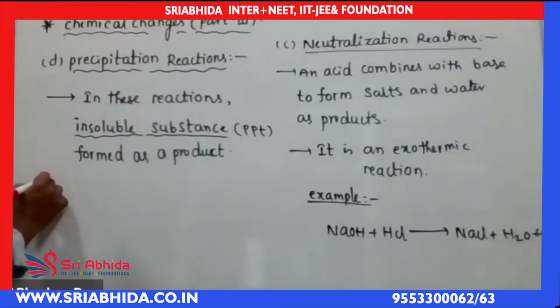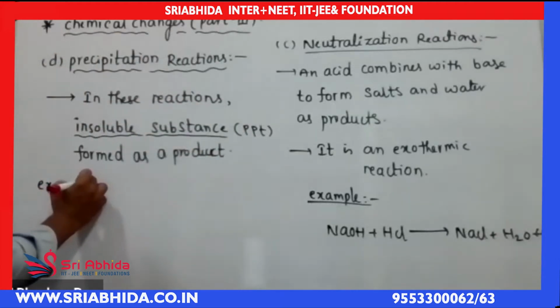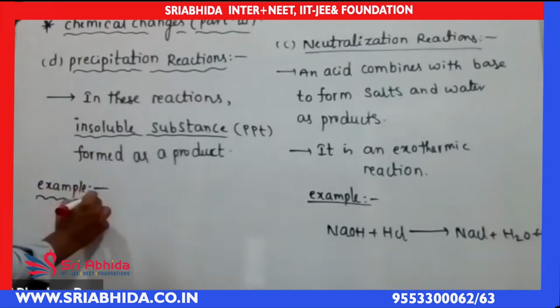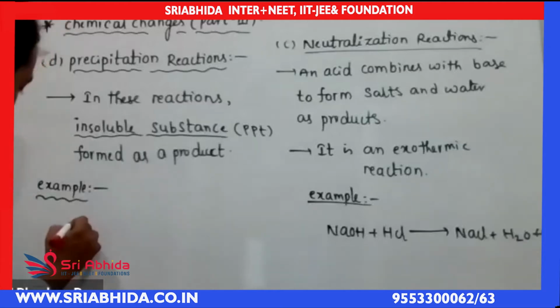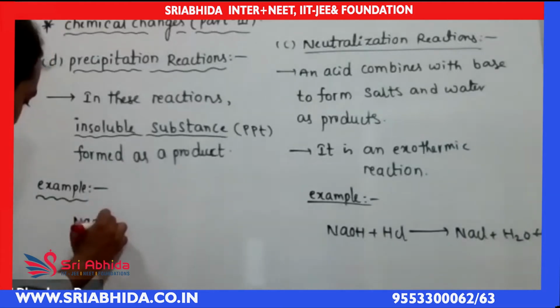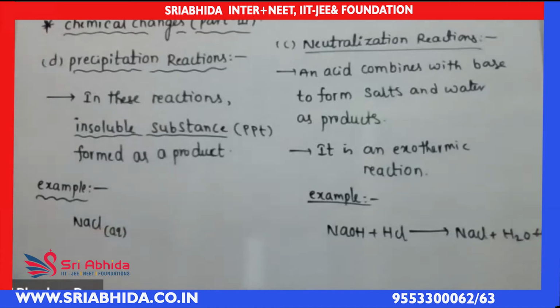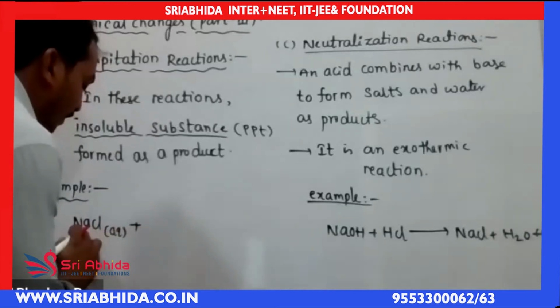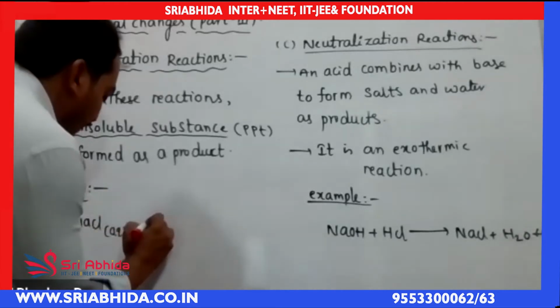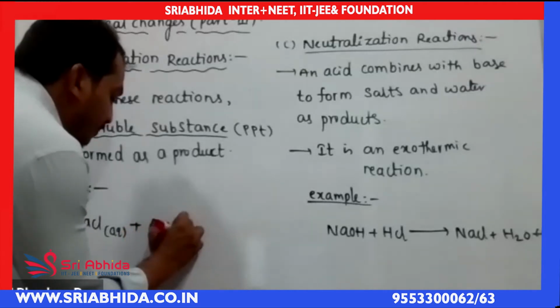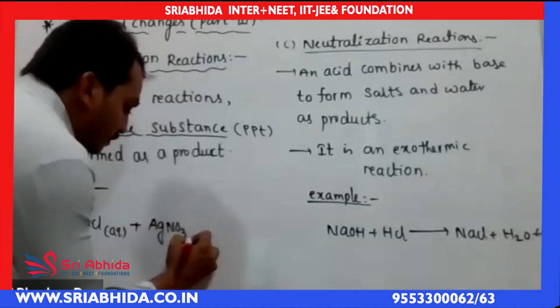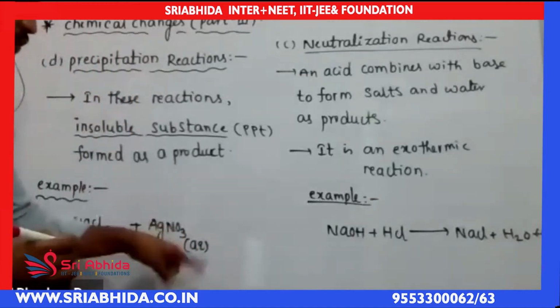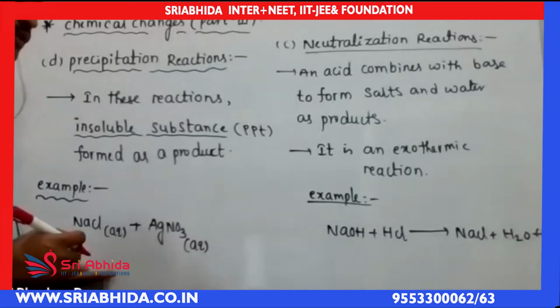So what is the general example of the precipitation reaction? For example, sodium chloride solution, that is the aqueous form. AQ represents a sodium chloride solution, that means salt in water. It reacts with silver nitrate solution. Silver nitrate is also a salt dissolved in water. These two are solutions.